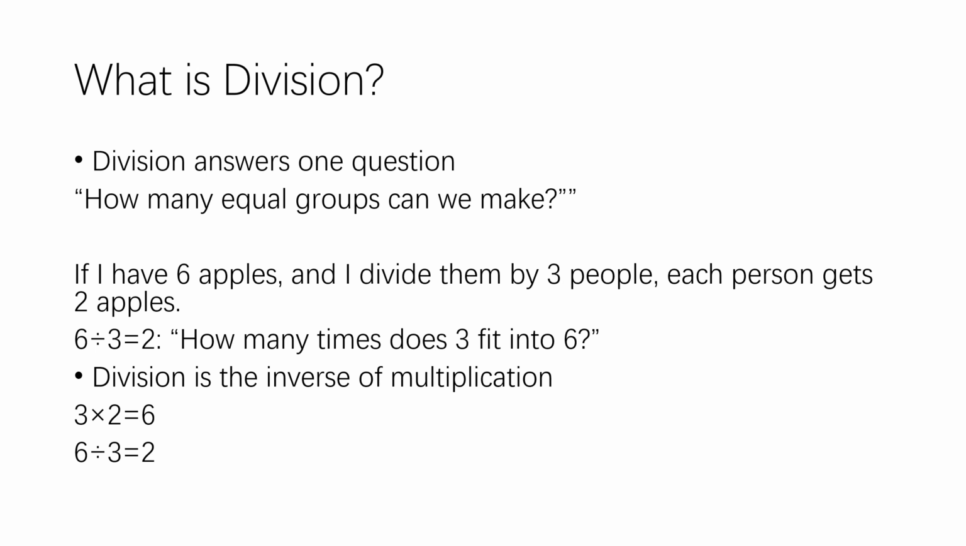Now let's start simple. Division answers one question. And it is: how many equal groups can we make? Here's an example. If I have 6 apples and I divide them among 3 people, each person gets 2 apples. 6 divided by 3 is equal to 2. Division is the inverse of multiplication. So what we really mean is how many times the 3 fits into 6.